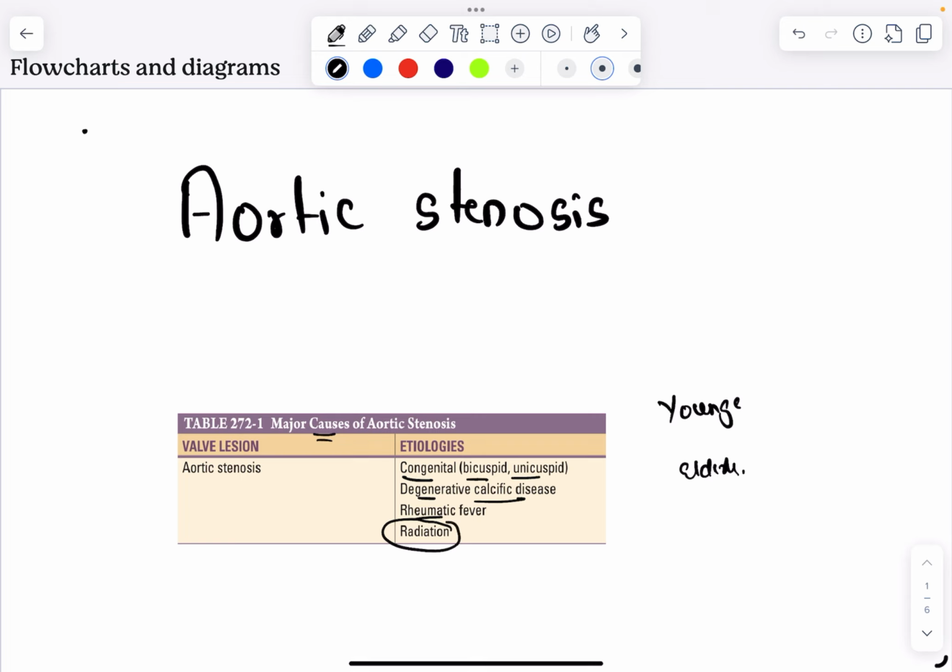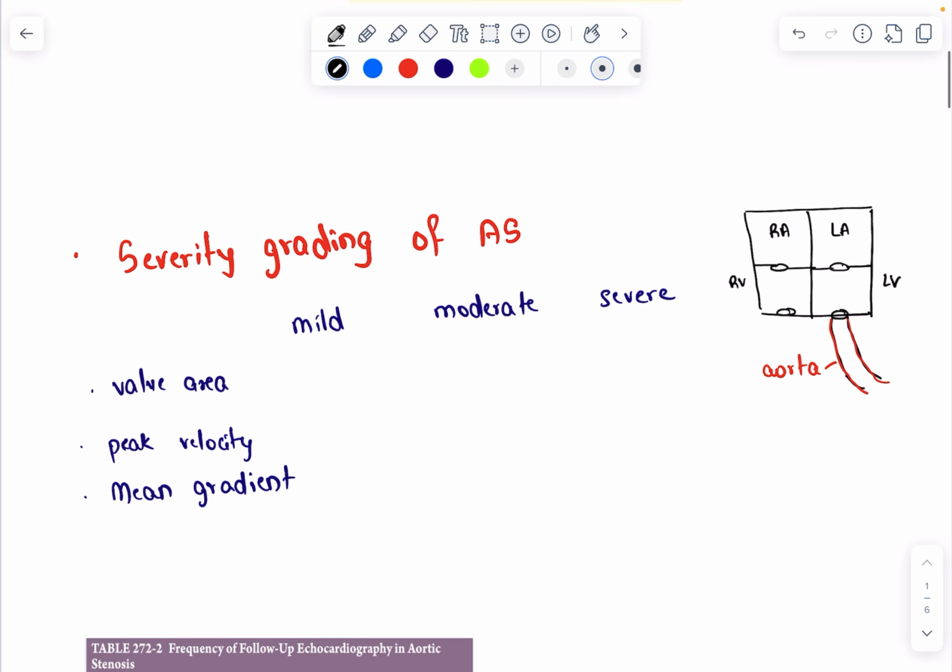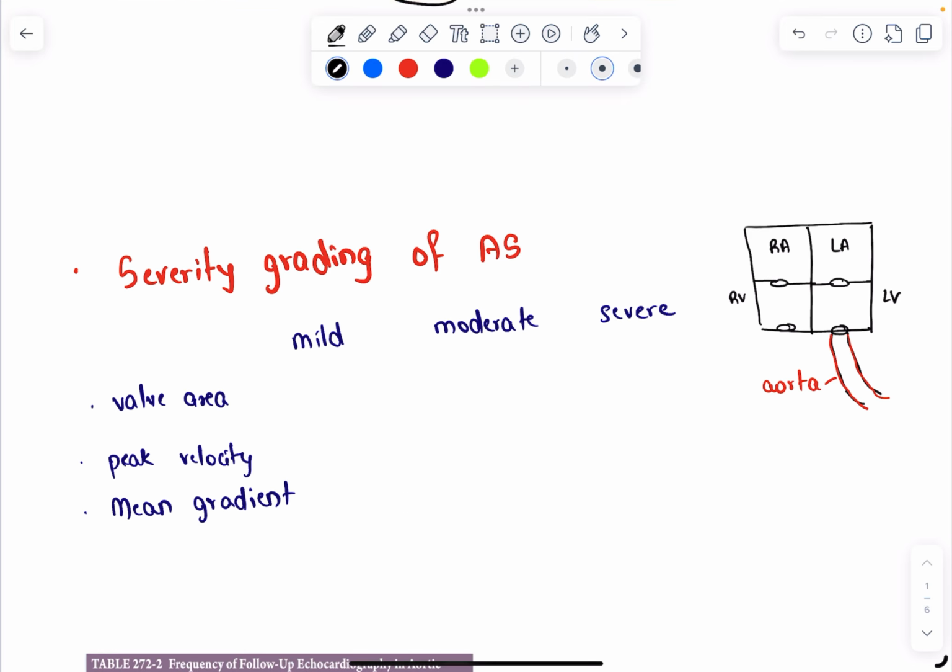So while reading any table, try to focus on the points which you can forget during the examination, like the radiation over here. Then coming to the severity grading of aortic stenosis. Only focus on the severe aortic stenosis and the rest you can come to the conclusion afterwards.